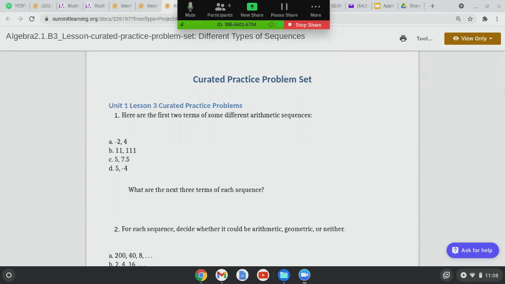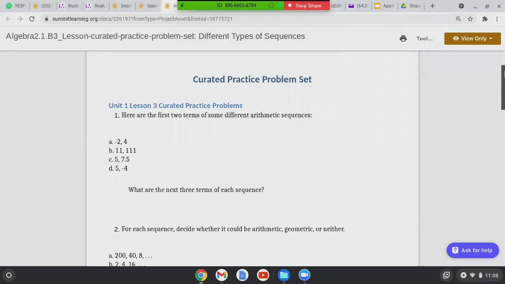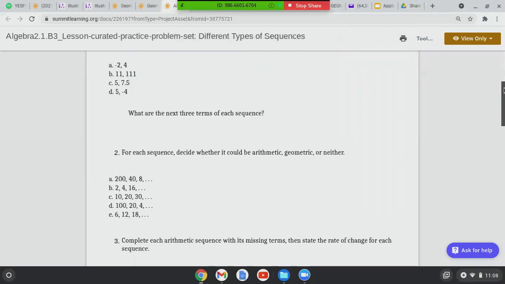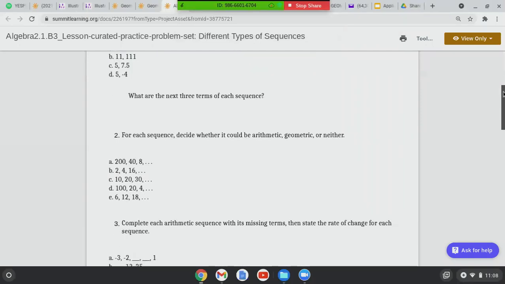Okay. So now look at number 2. Number 2, all you're doing is making a decision. Is it arithmetic? Is it geometric? Or is it neither? And behind it, you can put A, G, or N. Doesn't matter to me. You don't have to write out the whole word.